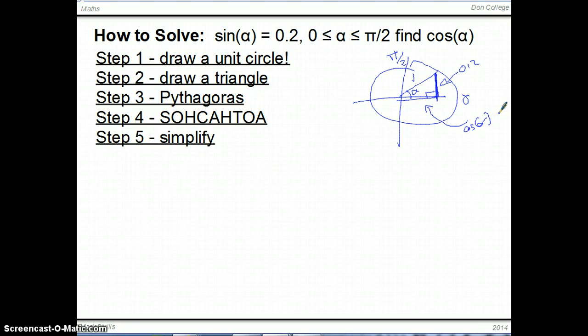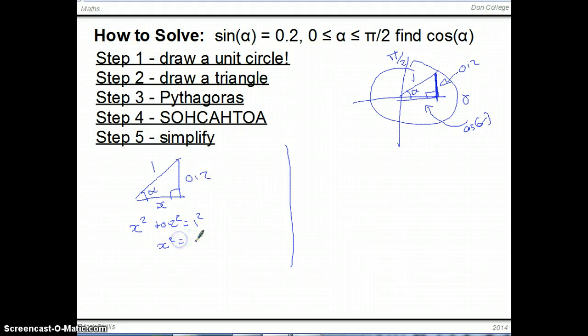So, second step, pull that triangle out, and there are two ways that we could solve it. First way is use the original numbers. 0.2, alpha, 1, and let's just call this x. If we use Pythagoras now, step 3, to solve this, then we'll have the base of the triangle, which is cos alpha, which is what we're looking for. So x squared plus 0.2 squared equals 1 squared, means x squared is 1 minus 0.04, x equals the square root of 0.96. So cos alpha is the square root of 0.96.